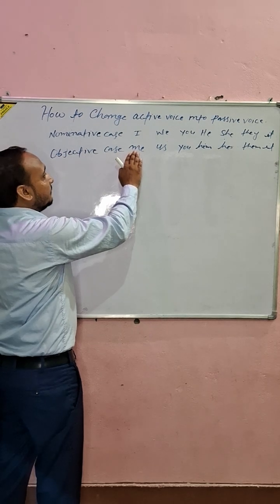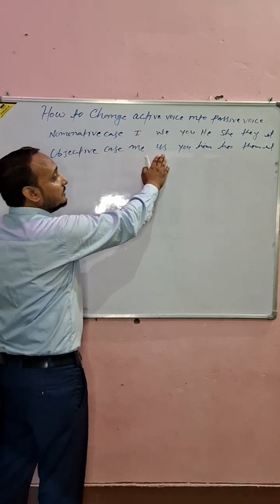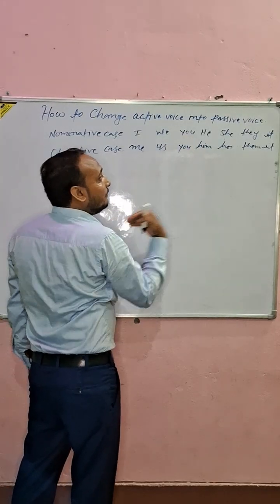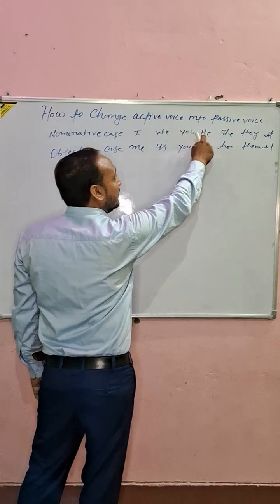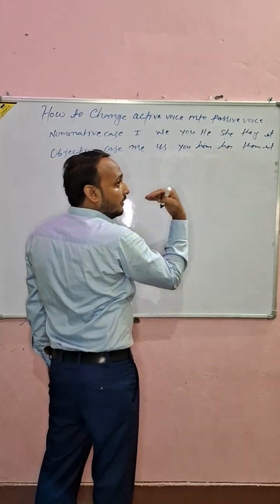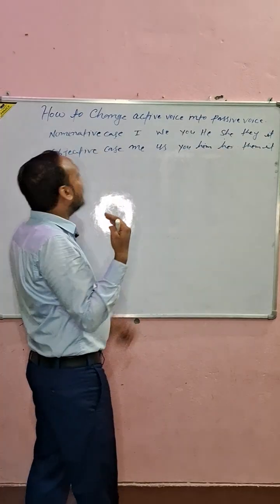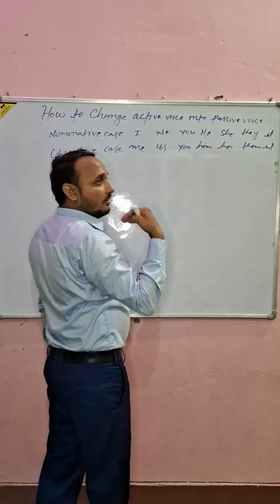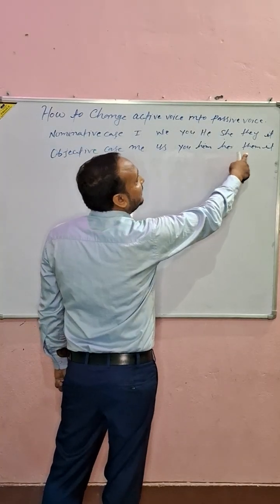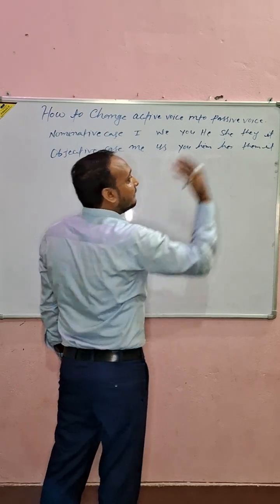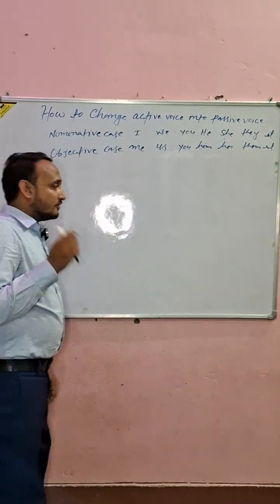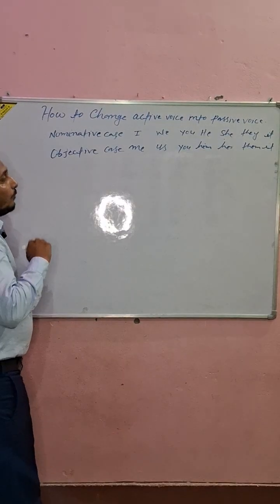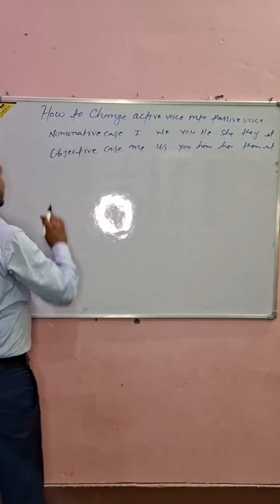What will be the subjective case of me? I. What will be the subjective case of us? We. What will be the subjective case of you? You. What will be the subjective case of him? It will be he. The subjective case, or nominative case, of her will be she. The nominative case of them will be they. The nominative case of it will be it. You must remember this. It will be very essential while changing active into passive.